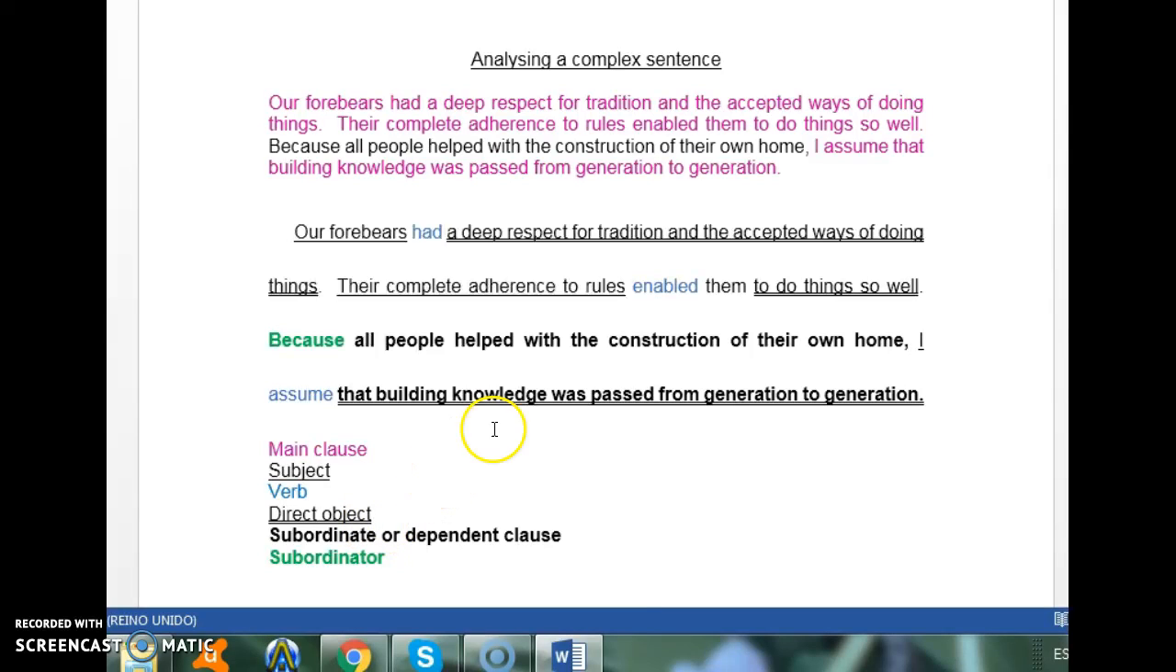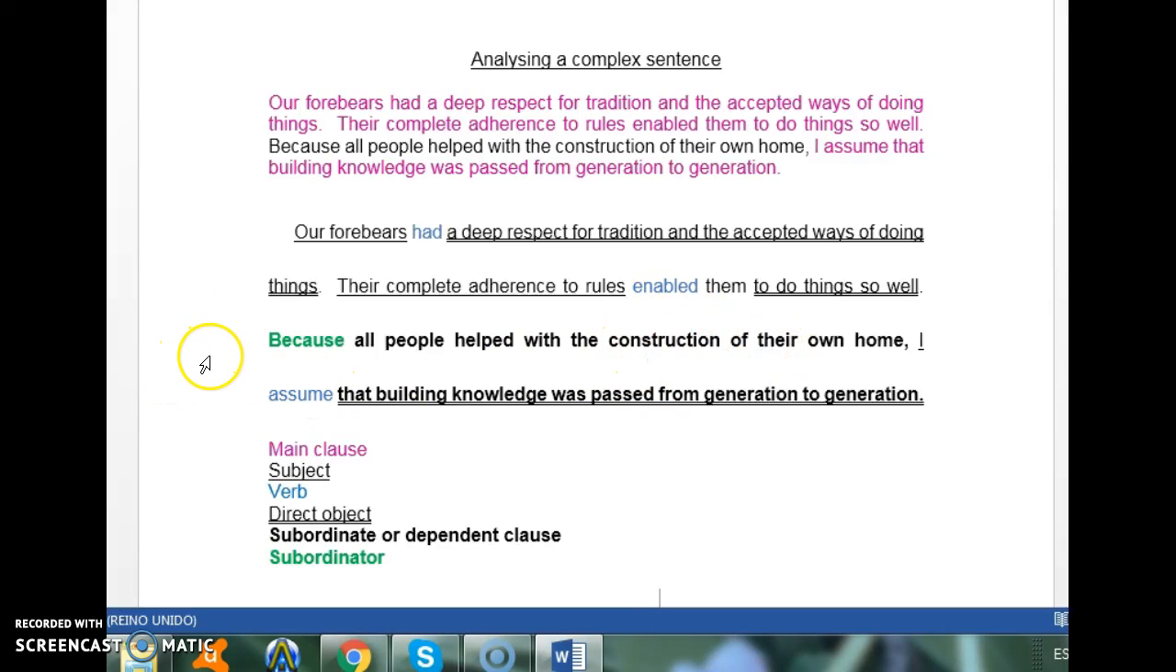Then you have their complete adherence to rules, and here you have the verb enabled. Their complete adherence to rules would be the subject of the sentence, and enabled would be the verb. And them would then be the indirect object, and to do things so well would be a to-infinitive clause which is functioning as a direct object. Okay, so here you have the direct objects underlined.